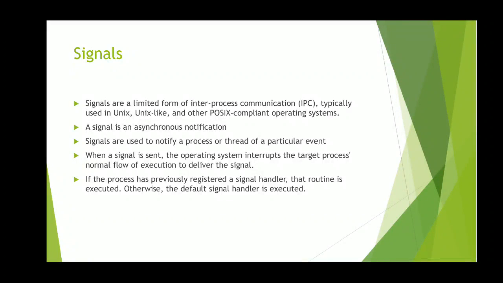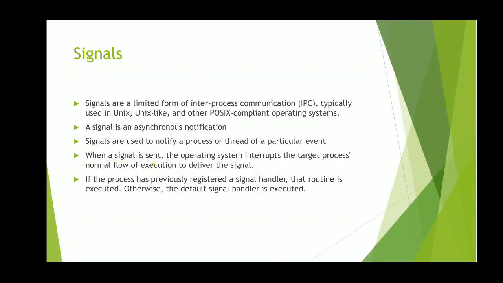Now we can go through the first method of inter-process communication, signals. Signals are used for communicating events between various processes. They are defined as a limited form of inter-process communication, IPC, typically used in Unix or Unix-like and other POSIX compliant operating systems. This means we can use it in Linux or various Linux flavors such as Ubuntu, Fedora, Debian, etc., and macOS and Android, etc. The signal cannot be used in the Windows operating system because Windows is not a POSIX compliant operating system.